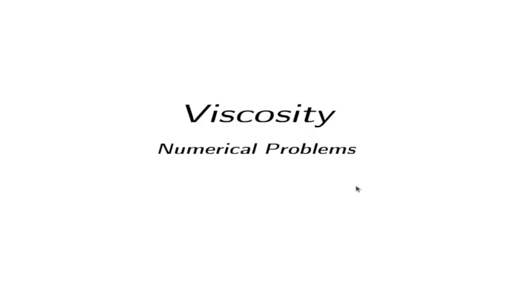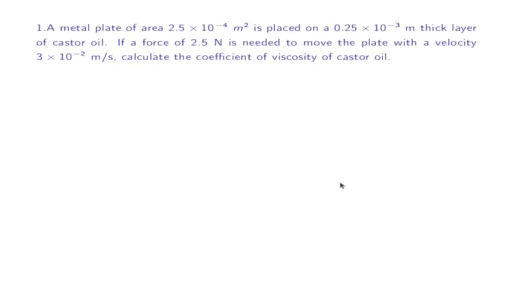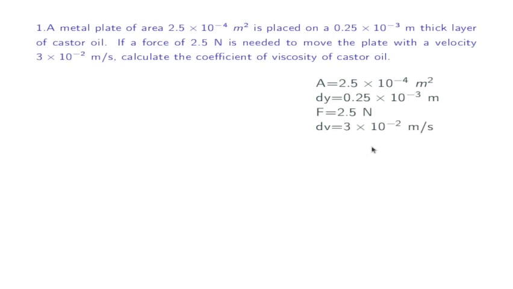Now, numerical problems from viscosity. Here a metal plate of area 2.5 × 10^-4 m² is placed on a 0.25 × 10^-3 m thick layer of castor oil. If a force of 2.5 Newton is needed to move the plate with a velocity of 3 × 10^-2 m/s, calculate the coefficient of viscosity of castor oil.